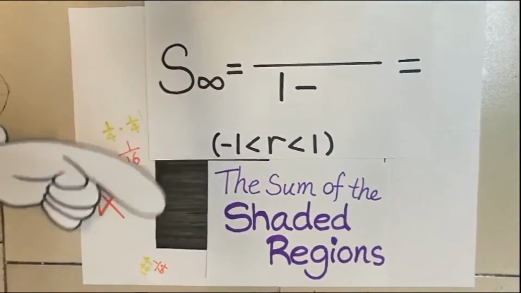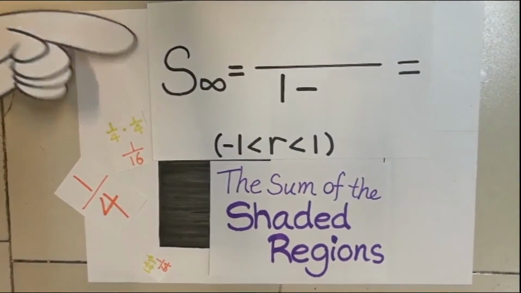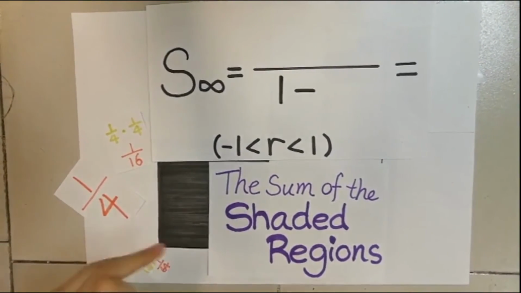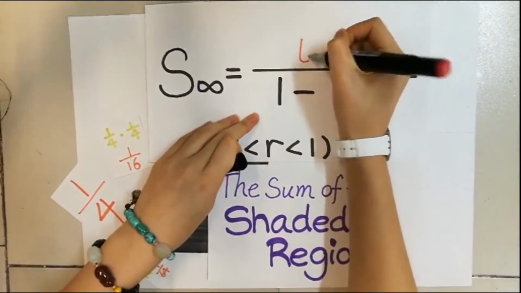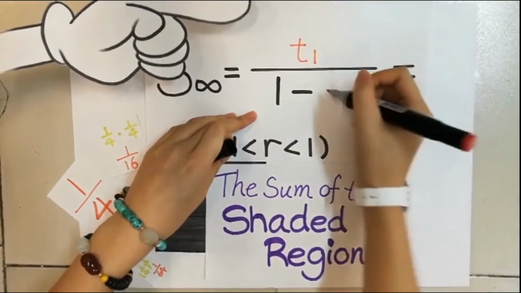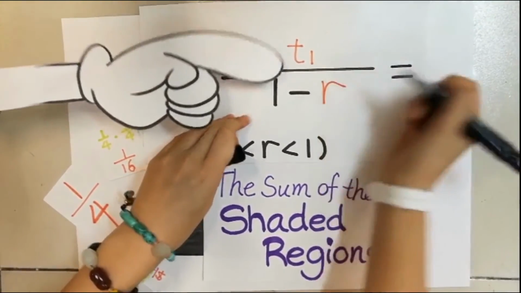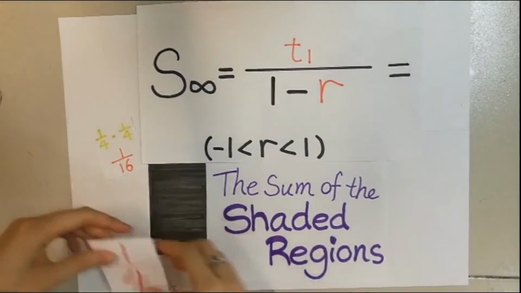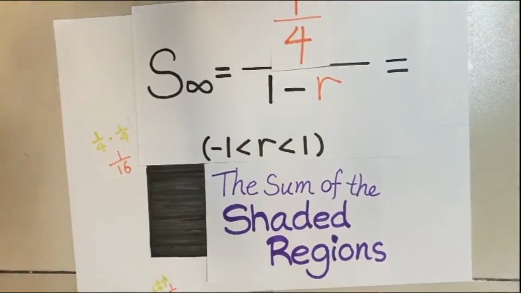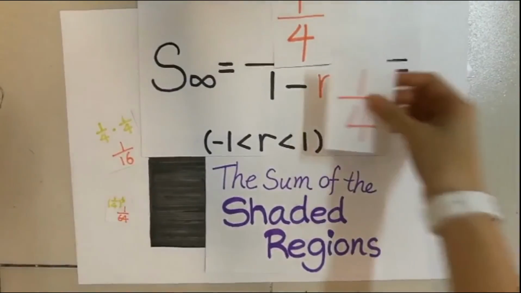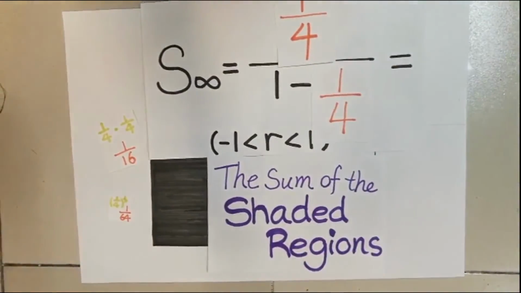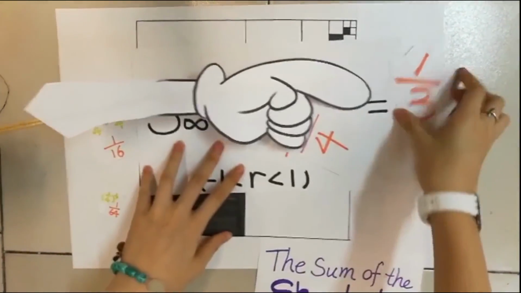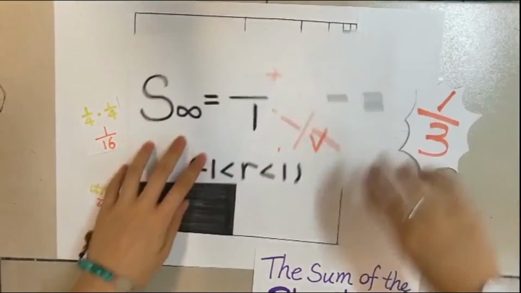Yes, you are correct. And let me fill in the blank. So S equals t1 over 1 minus r. And r in our question is 1 over 4. So S equals 1 over 4 over 1 minus 1 over 4. And finally, we got the answer. It's 1 over 3.